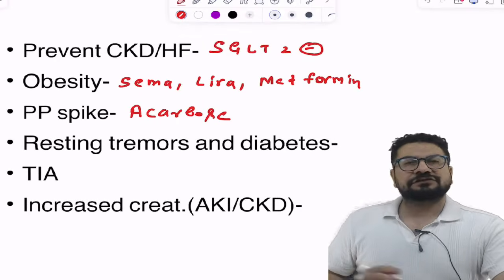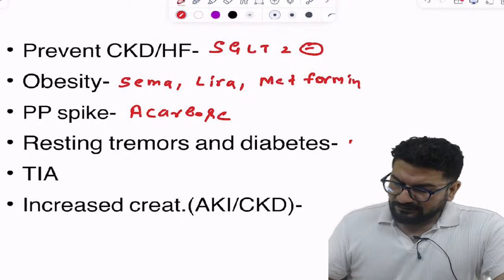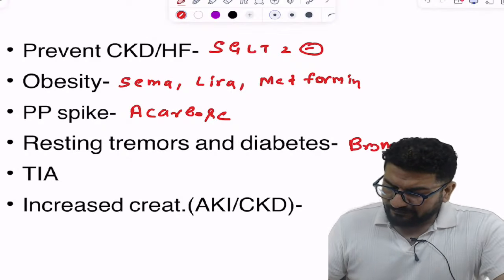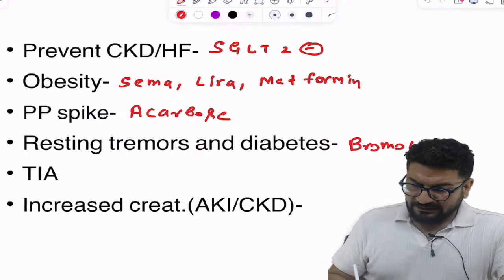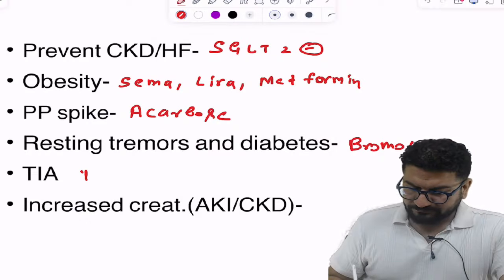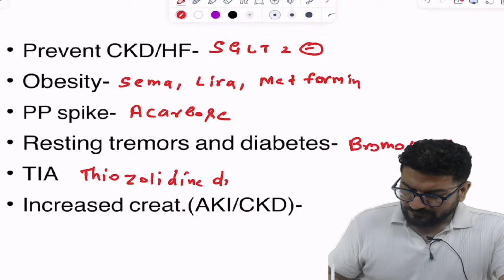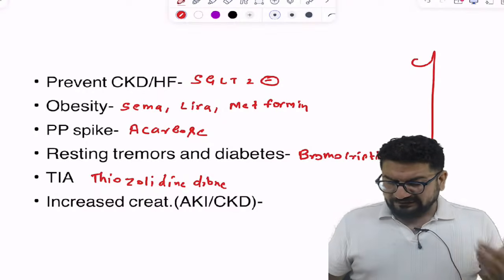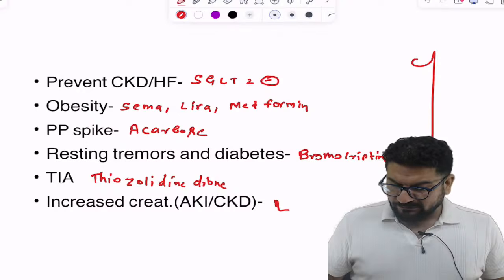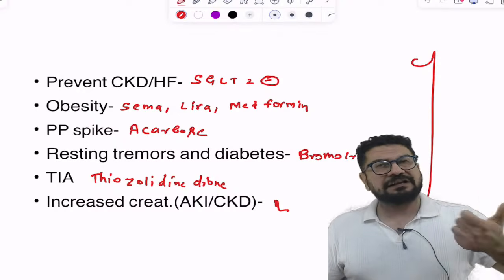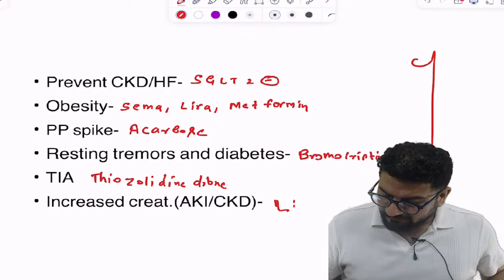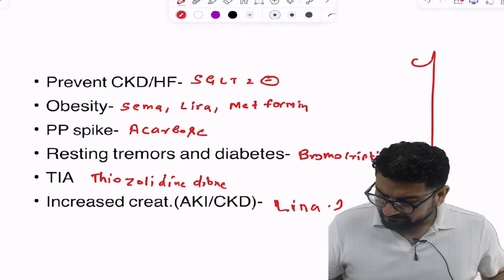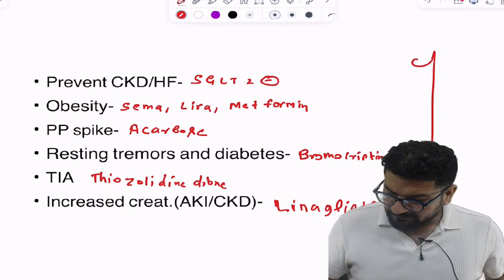Resting tremor, Parkinson, which drug do we prefer? Remember, we can use bromocriptine because it is effective in both Parkinson's as well as diabetes. A TIA patient, what will you use? Thiazolidinedione. So now see, this is a question based on the benefit of a drug. Increased creatinine, CKD, then what will you give? Suppose to prevent CKD we are using an SGLT2 inhibitor, but if CKD has already happened, in that case we prefer to use linagliptin.